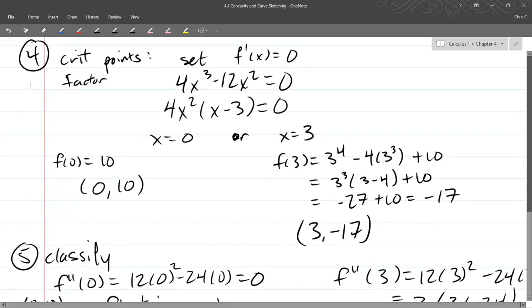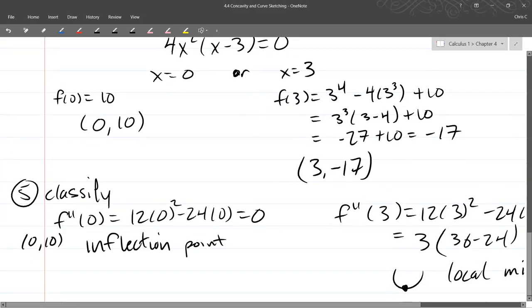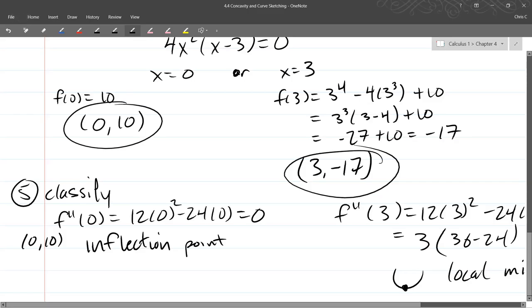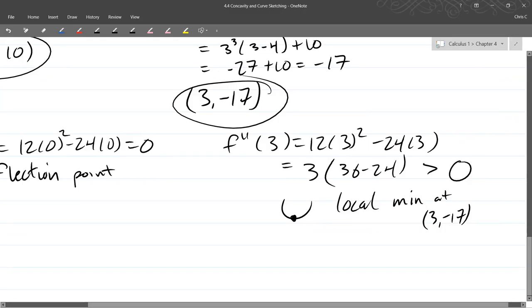So 0 comma 10 is not the answer. That's what you use to put into the graph. That's just 0 comma 10 is the critical point right there. So yes, that is important to know. We're going to be graphing, and so we're going to need y values. We're going to need points, basically. The x values that it happened on were 0 and 3, but it's going to be a graph, so I need to get points here.